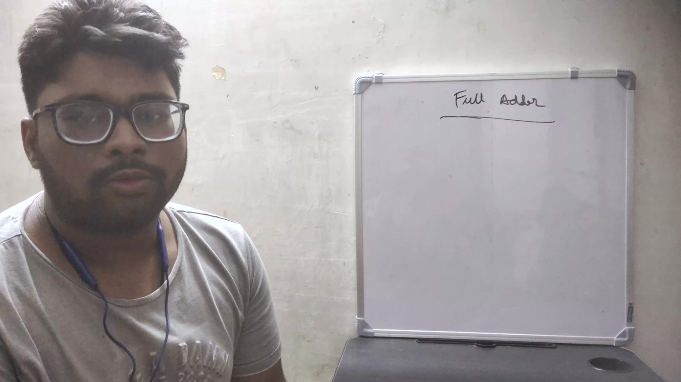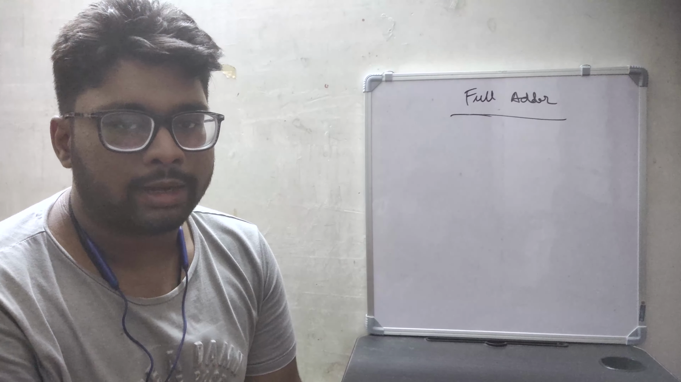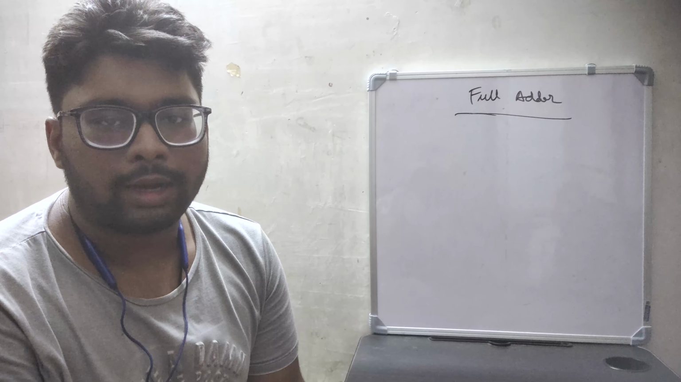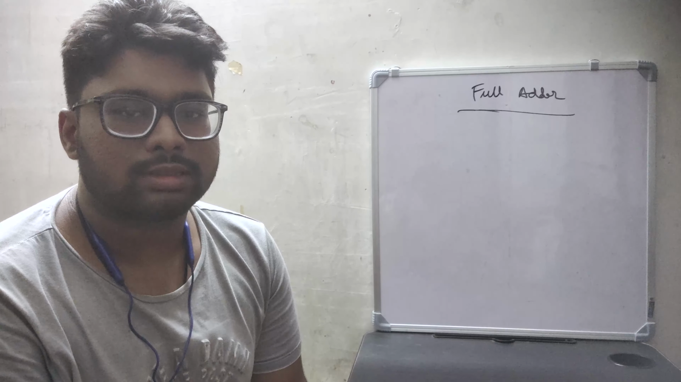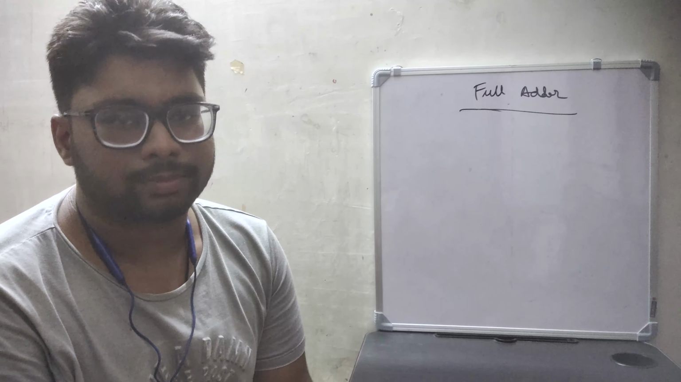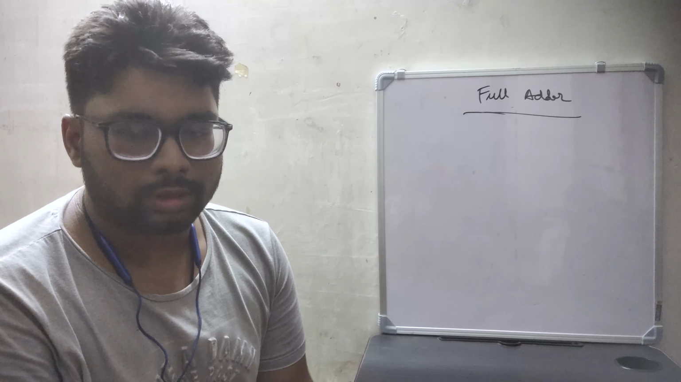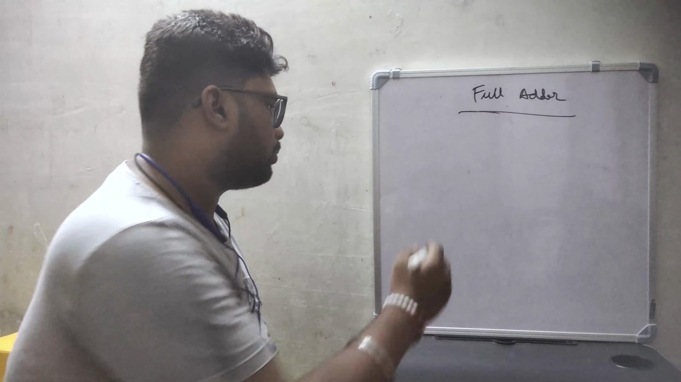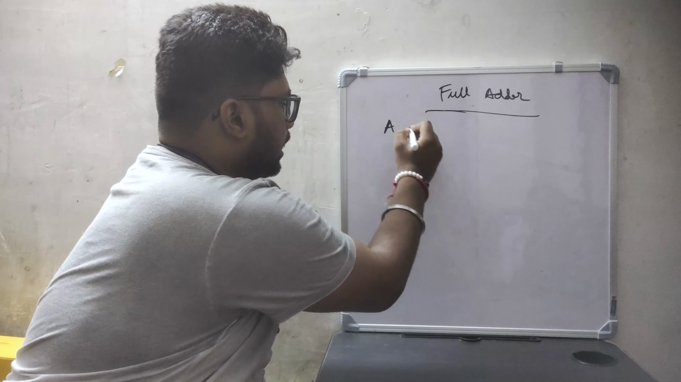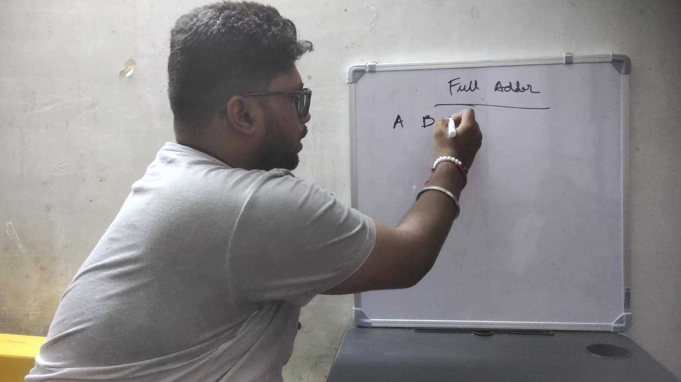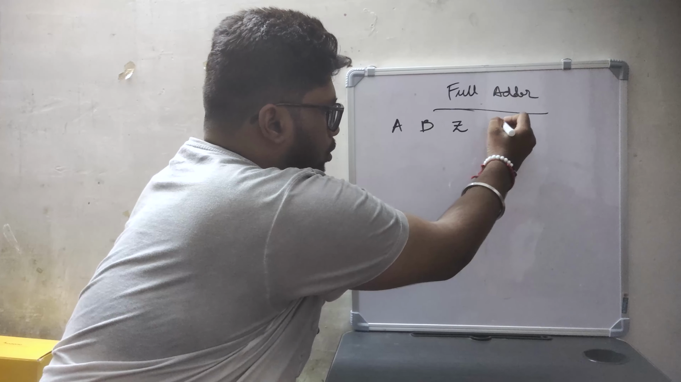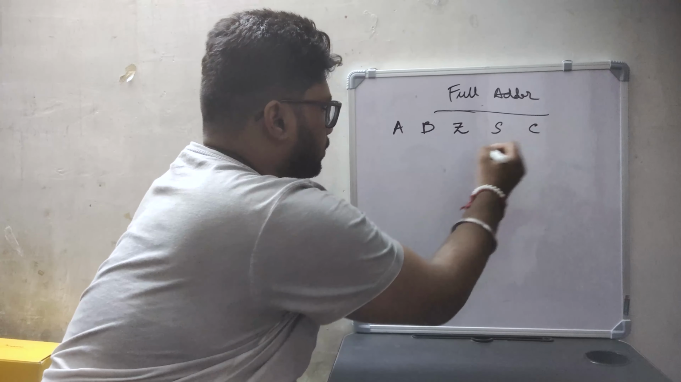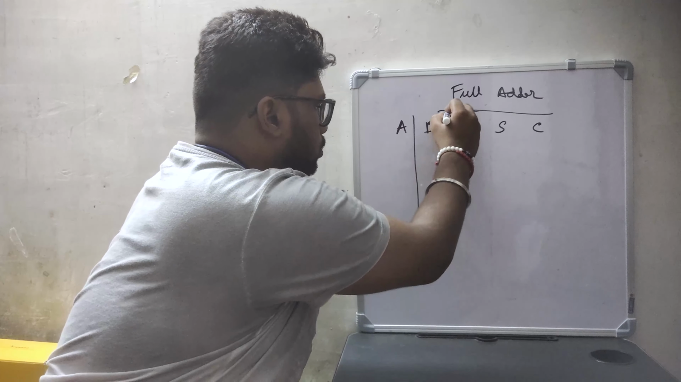We are going to discuss full adder. So what exactly is a full adder? Unlike a half adder, a full adder takes 3-bit input and gives 2 outputs, which are sum, the S, and carry, the C. So first we are going to write the truth table for the full adder. Let's take A, B, and Z as the 3 inputs, and the outputs are obviously sum and carry. So now we are going to draw the truth table.